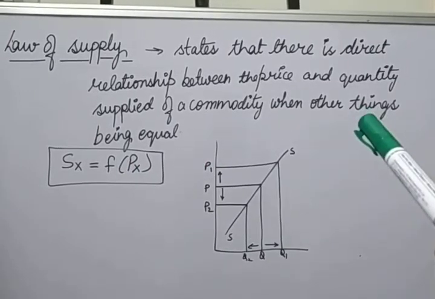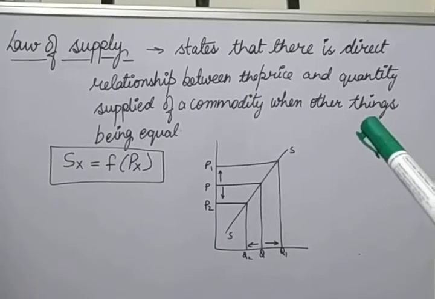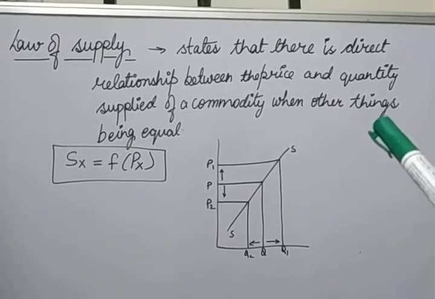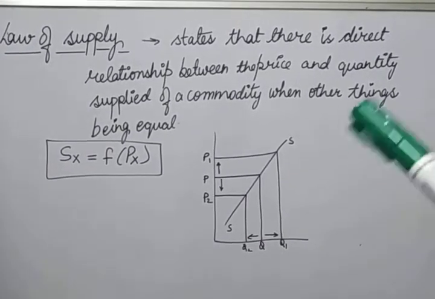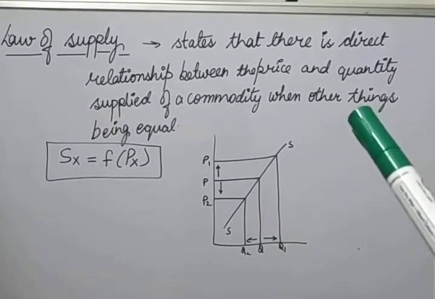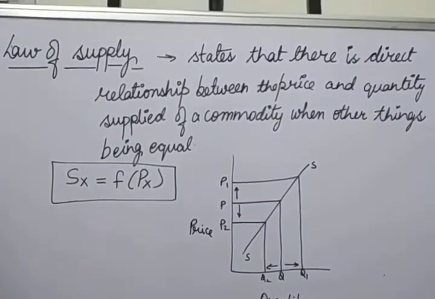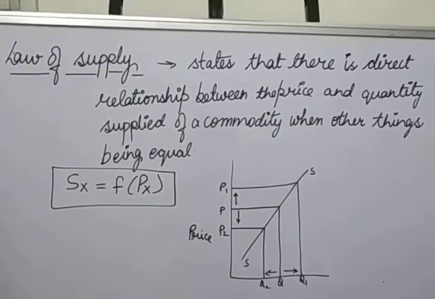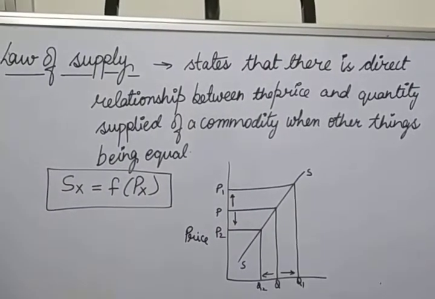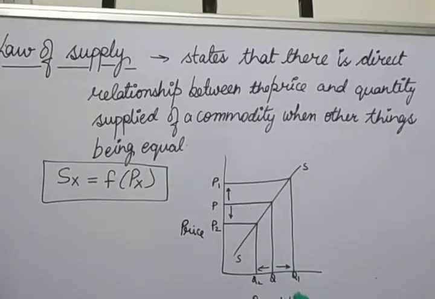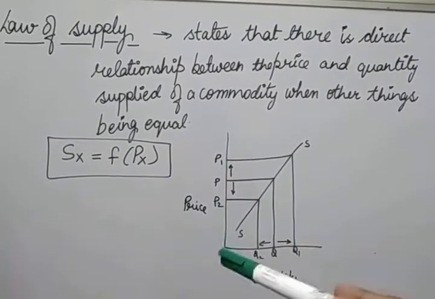Now what are these other things being equal? The factors, the determinants which we have discussed already: price of related goods, technology, government policies, future expectation, all these things will be constant. Then there will be a direct relationship between the price and the quantity. In other words, if other things are constant, the quantity supplied of a commodity is directly related to the price of the commodity.